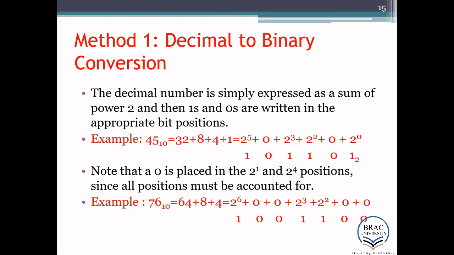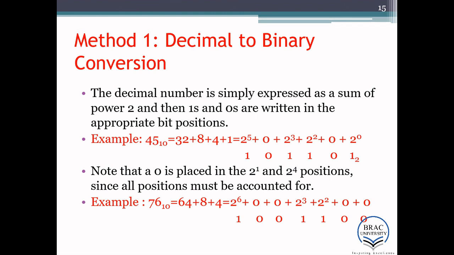Basically here, 2 to the power 0 you have, 2 to the power 1 you don't have, that's why you put 0. 2 to the power 2 you have, 2 to the power 3 you have, 2 to the power 4 you don't have, so you put 0, and 2 to the power 5 you have. So for 2 to the power 5, 2 to the power 3, 2 to the power 2 and 2 to the power 0 you put 1, and for the others you put 0. If you represent it that way, that will be the equivalent binary for this decimal.